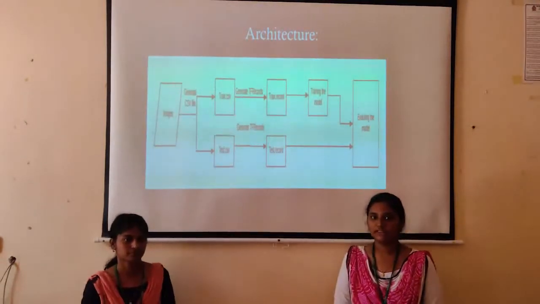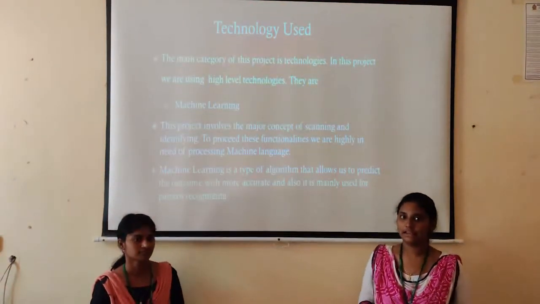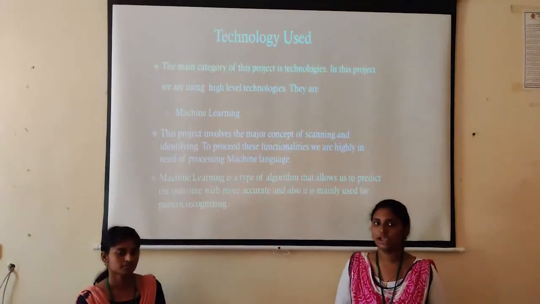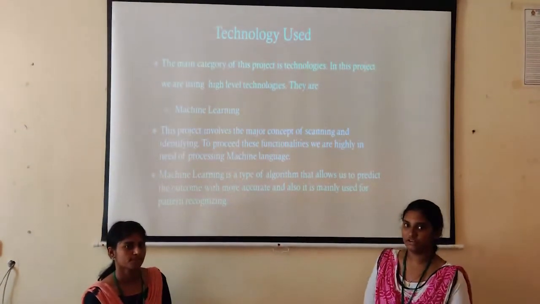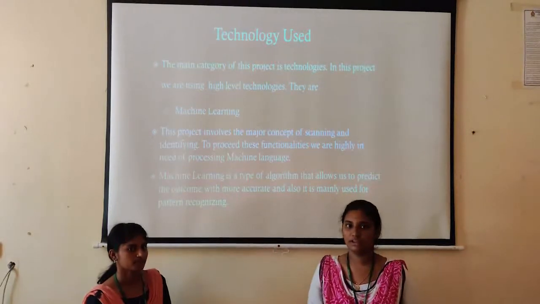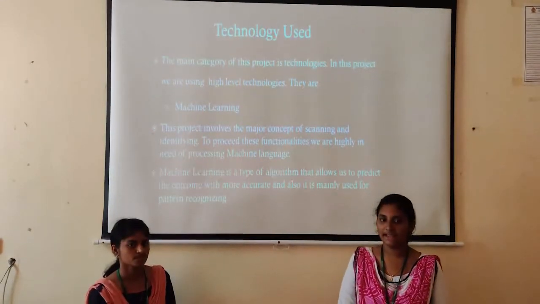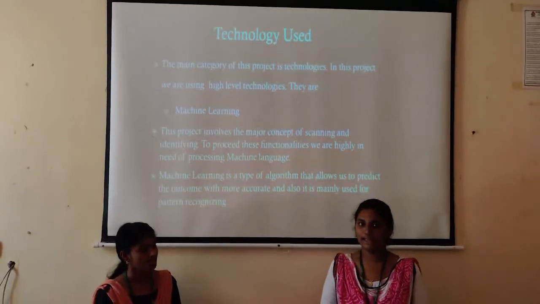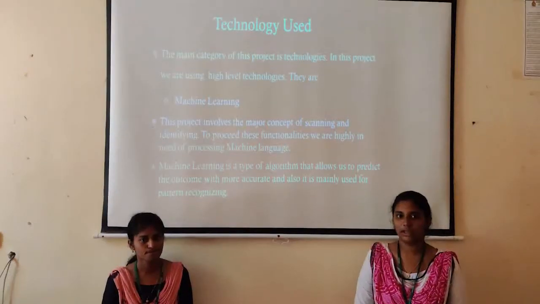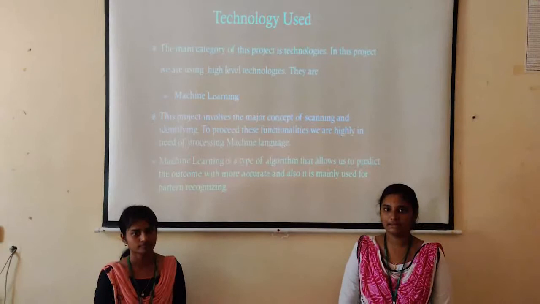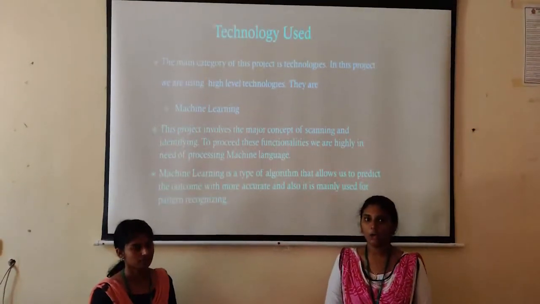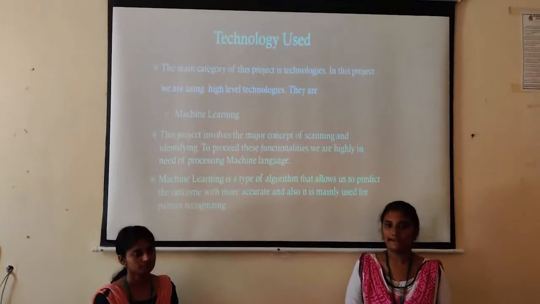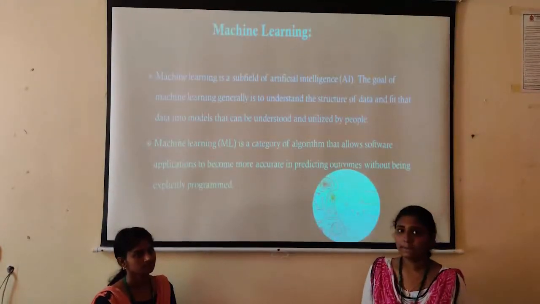Next, our topic is technology used. The main category of this project is used technologies. In this project, we are using high-level technologies. They are machine learning. This project involves the major concept of scanning and identifying. To provide these functionalities, we highly need machine learning. Machine learning is a type of algorithm that allows us to predict outcomes accurately, and it is mainly used for pattern recognition.